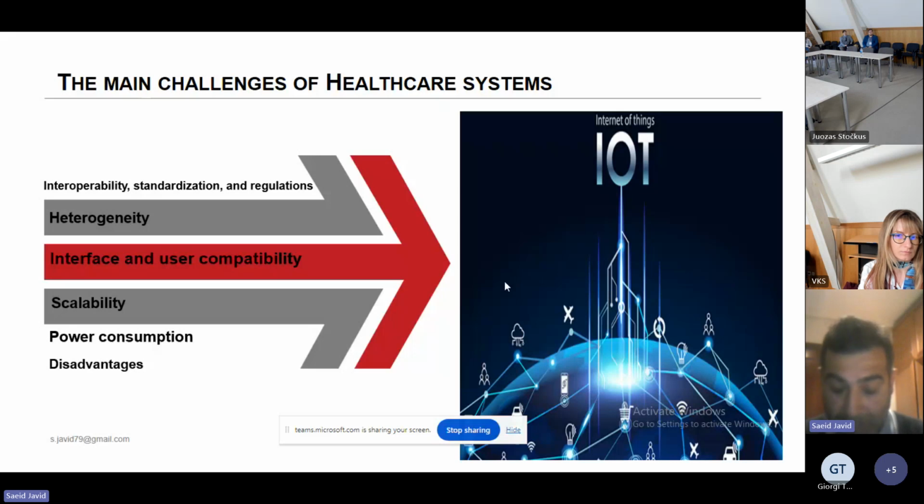Disadvantage: some IoT healthcare applications require the patient to constantly wear sensors or carry them around, which can become tedious and inconvenient to the user.